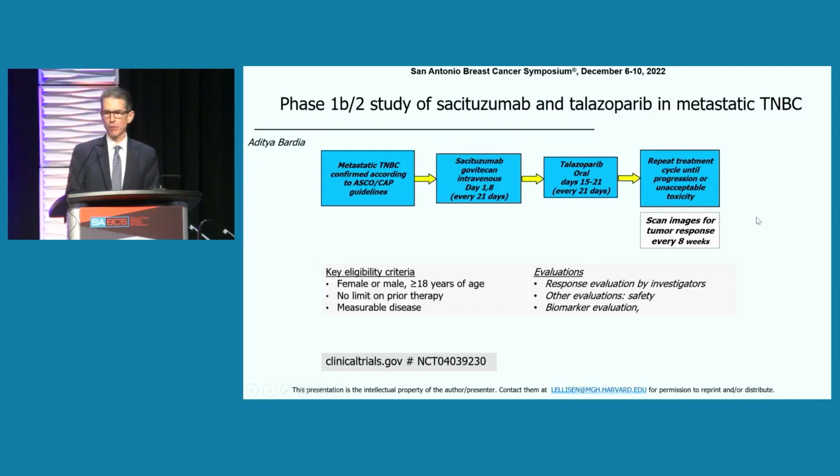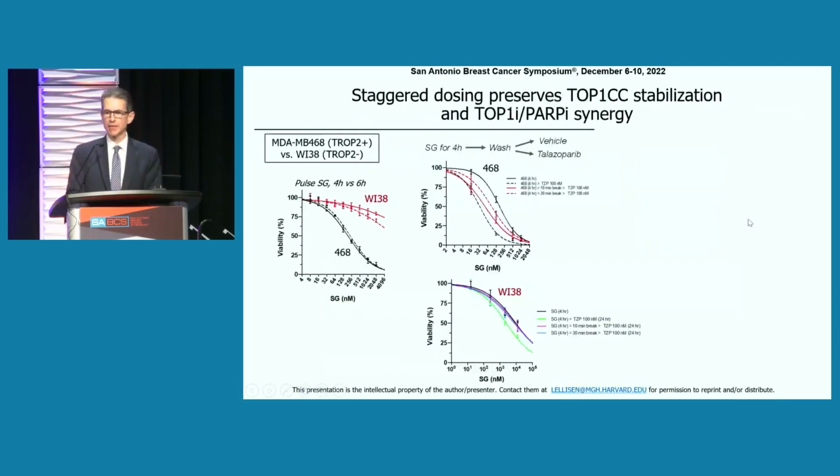But of course, first we were in the lab to say, is there any validity to this hypothesis that you can separate these 2 drugs in time and get anything to happen? And the answer, of course, is yes. 468 is a triple-negative breast cancer line, and we could show that if you give SG, you completely wash it away, and then give the PARP inhibitor, you still have quite dramatic and synergistic efficacy and cell killing.